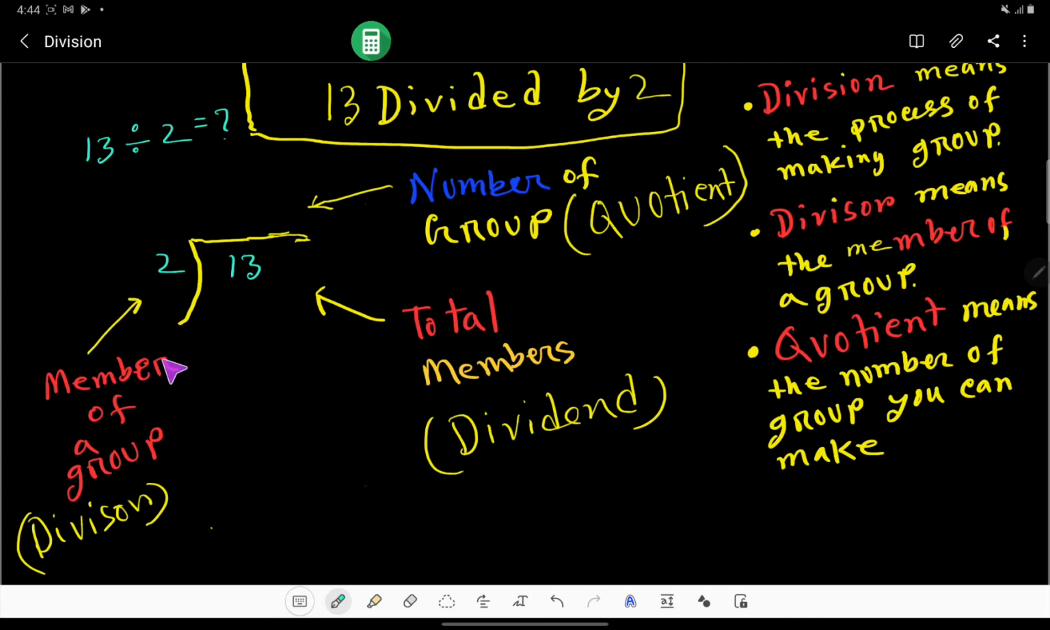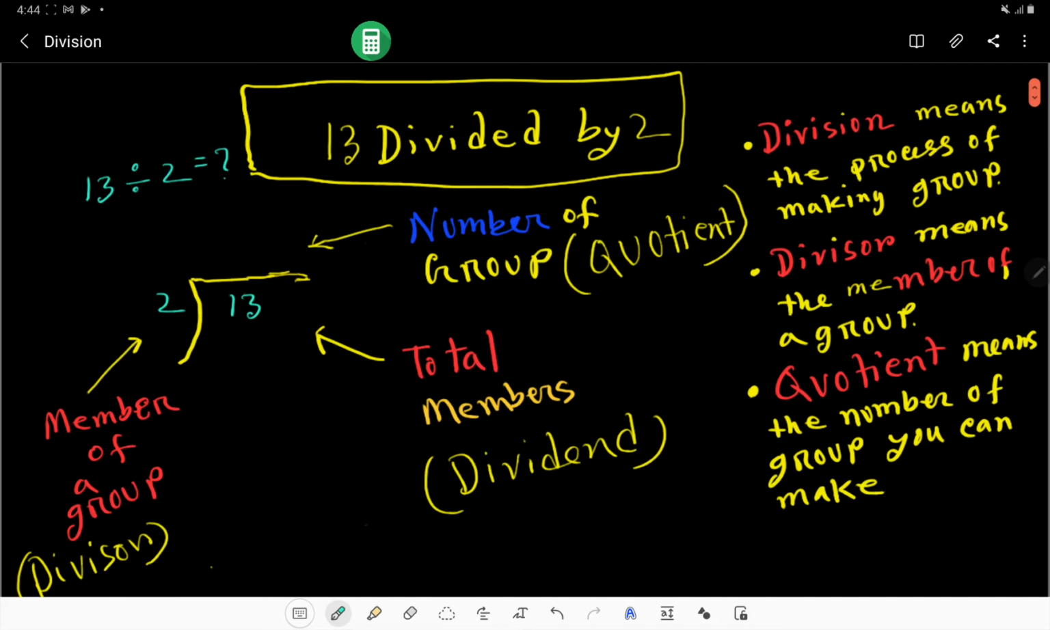Another meaning of division: division means the process of making groups. The divisor means the number of members in a group. Here the members of a group will be 2, and the dividend means the total members, right? The quotient means the number of groups you can make. Here you have 13 members and you have to make groups, taking 2 at a time, right?